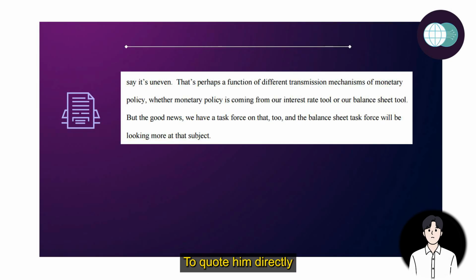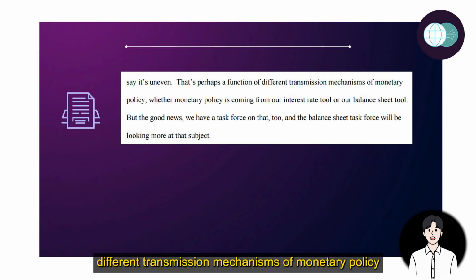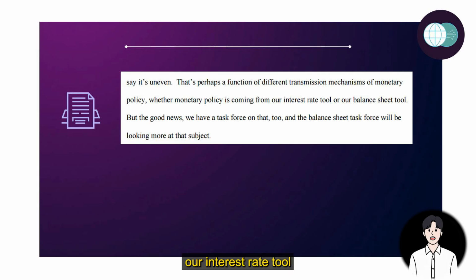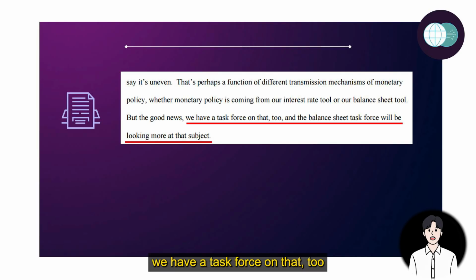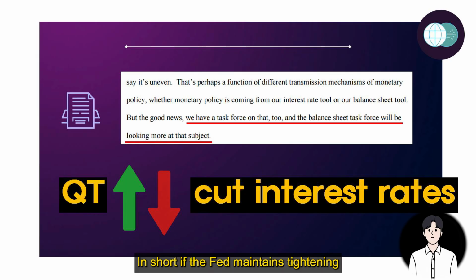To quote him directly, "That's perhaps a function of different transmission mechanisms of monetary policy, whether monetary policy is coming from our interest rate tool or our balance sheet tool. But the good news, we have a task force on that too, and the balance sheet task force will be looking more at that subject." In short, if the Fed maintains tightening via the balance sheet, it gains the political cover to lower interest rates.